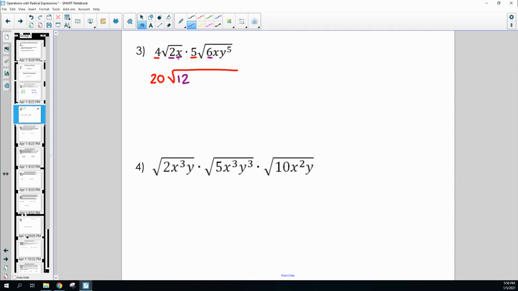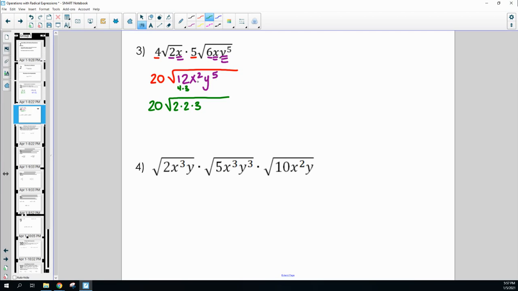We have x times x, which is going to give us x squared, and then we have y to the 5th. So now we've gotten one radical, and now what we want to do is simplify this radical. So we're going to use our knowledge from last class. The 20 is going to stay on the outside. I'm going to break down whatever I have inside to try to find pairs that I can pull out of the square root. So the square root of 12 is really the square root of 4 times the square root of 3. So since 4 is a perfect square, we really have 2 times 2 times 3. That's going to equal 12.